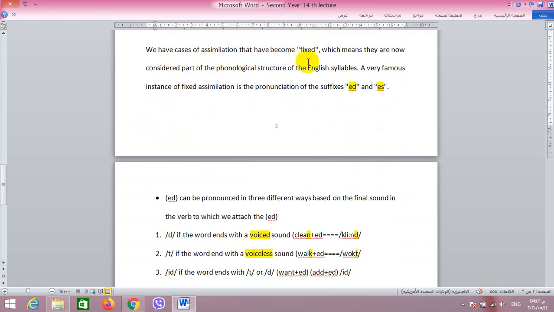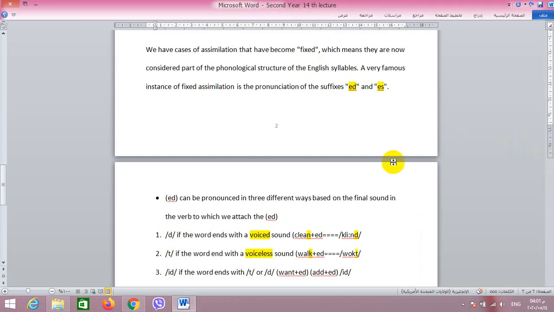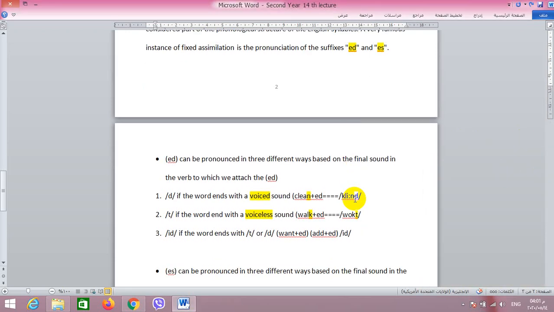Fixed means they are established now in the phonological structure of the English language. What are these assimilations? Now we use them spontaneously in every situation, but we don't know originally that these were pronounced in a different way, and now because of assimilation we have them like this.